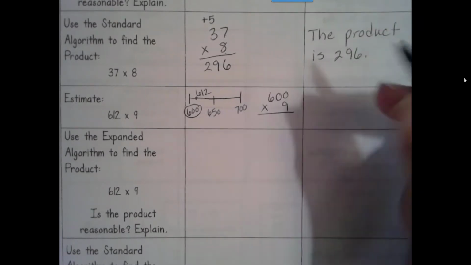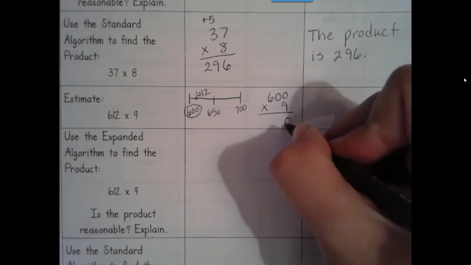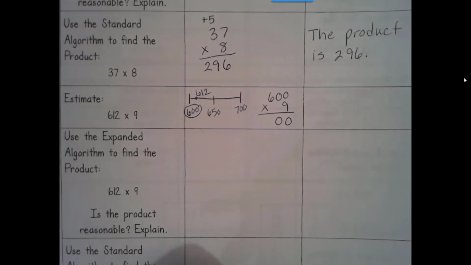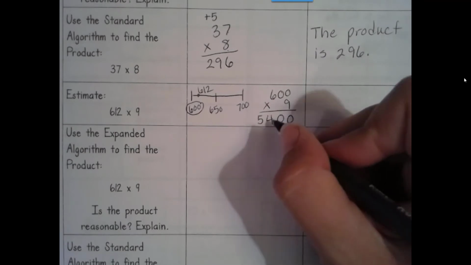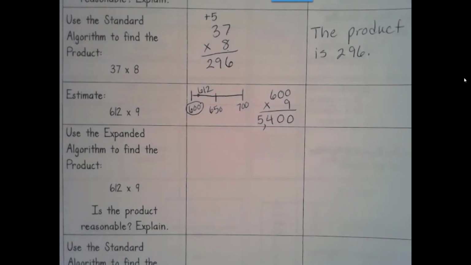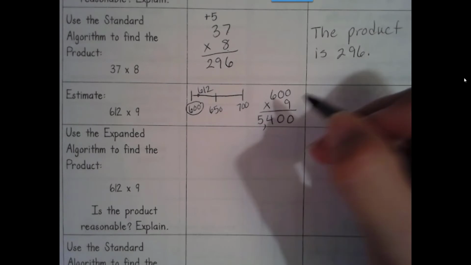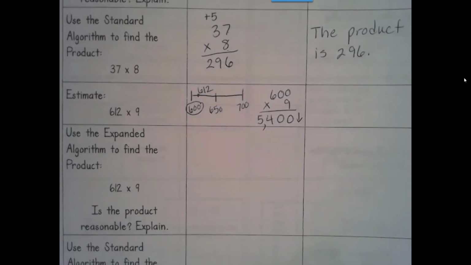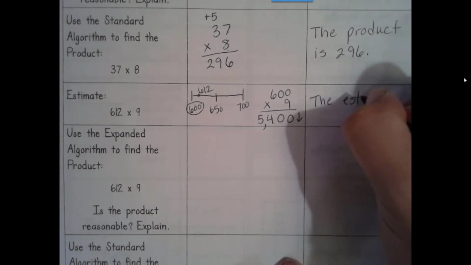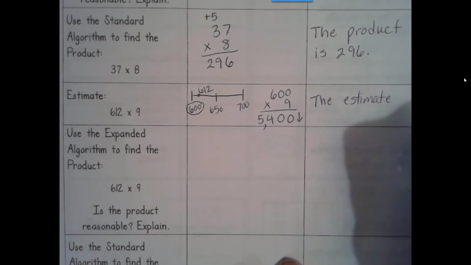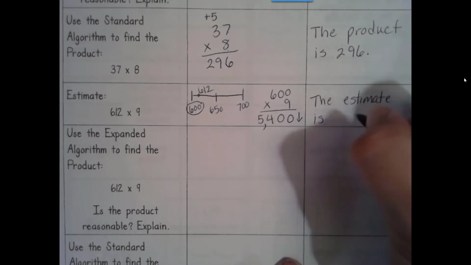600 times 9. I have 2 placeholders, moves it over 2 places. 6 times 9 is 54. 1, 2, 3, comma. Since 612 went down to 600, that means my estimate's going to be low. So it should be close to 5,400, but it will be higher than it. The estimate is 5,400.